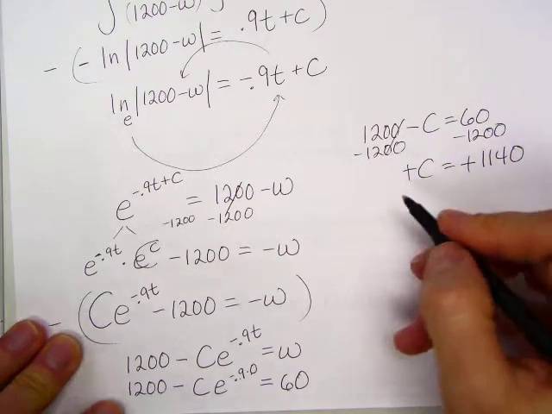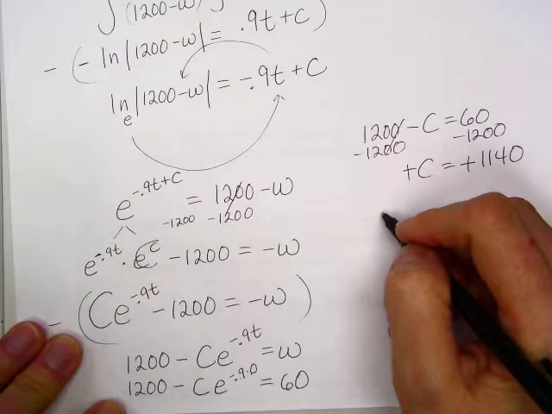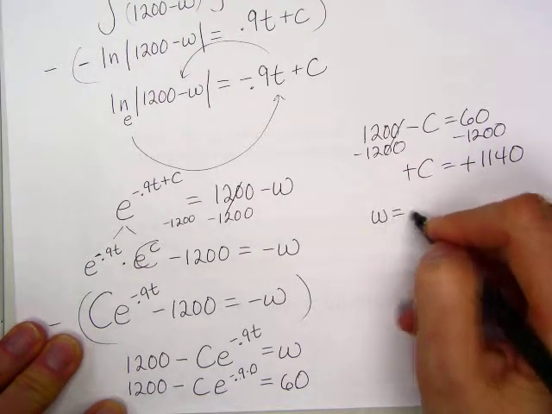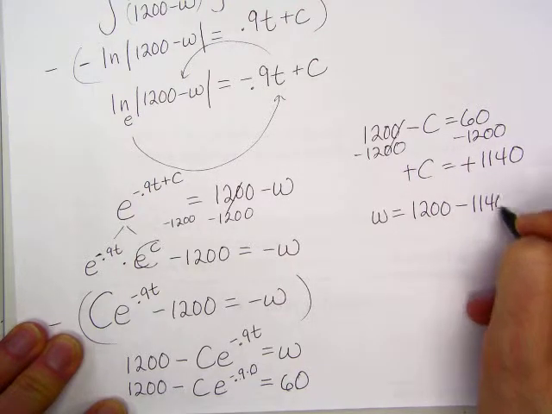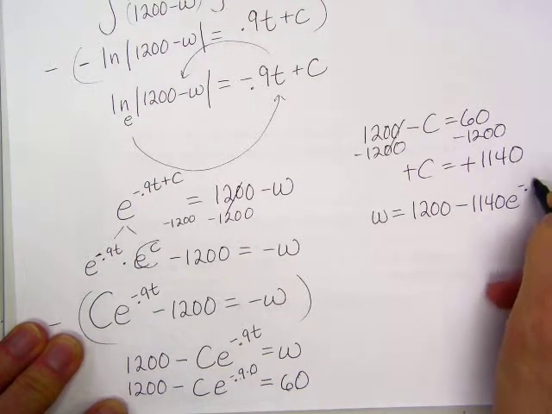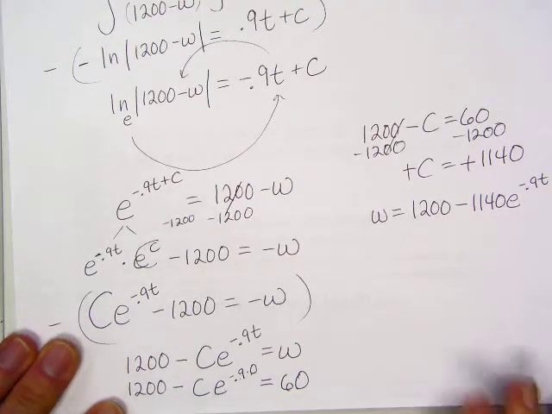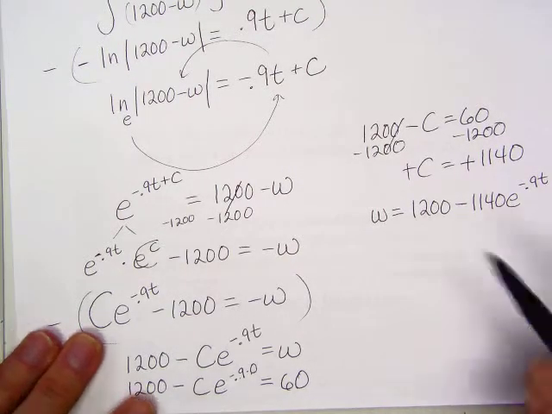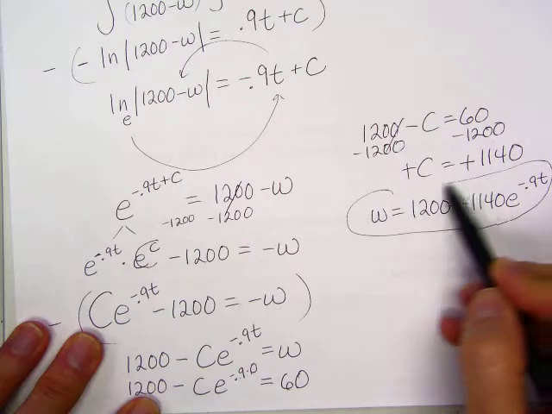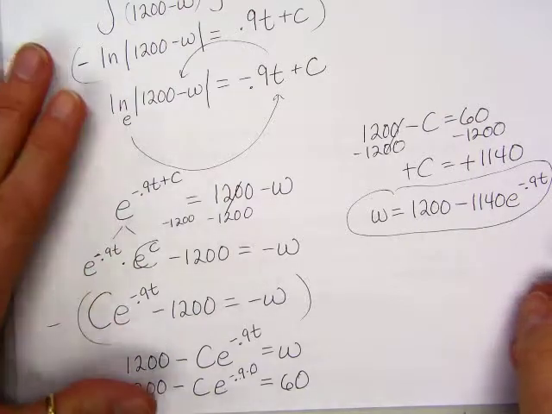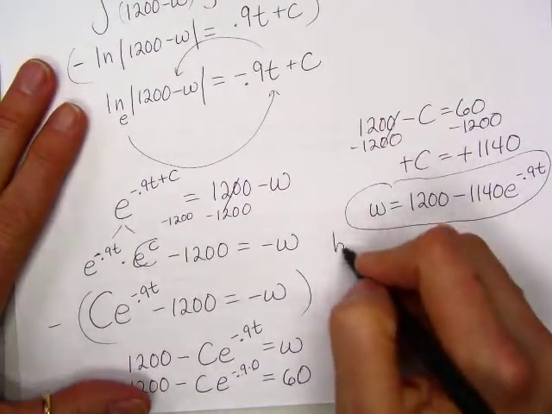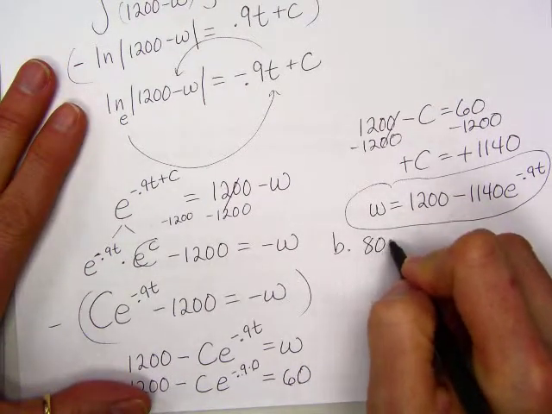Okay. So really our final answer for A is W equals 1200 minus 1140 e to the negative 0.9 t. Right. Final answer for part A. B says if an animal is sold when it reaches 800 pounds, find the time of sale. So 800 pounds is going to go in for weight.